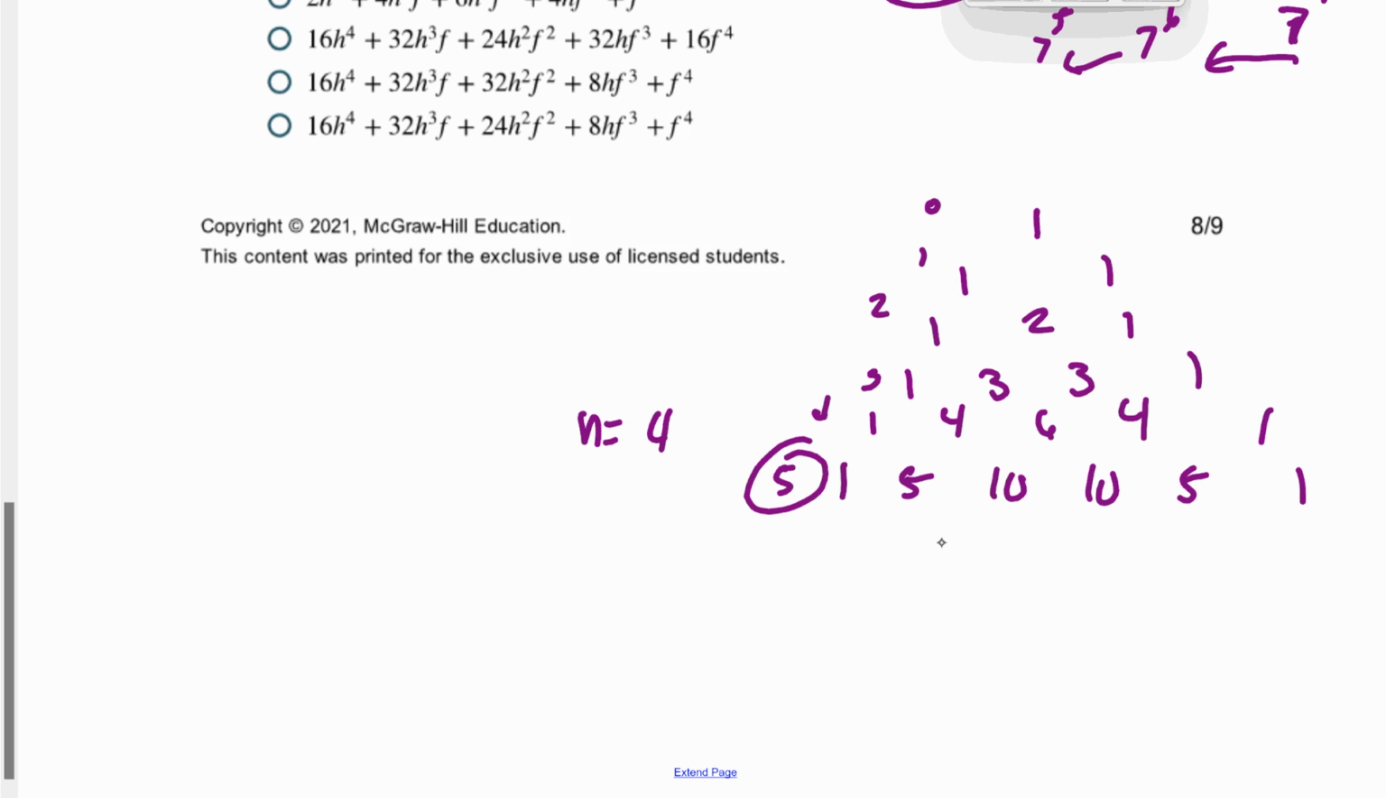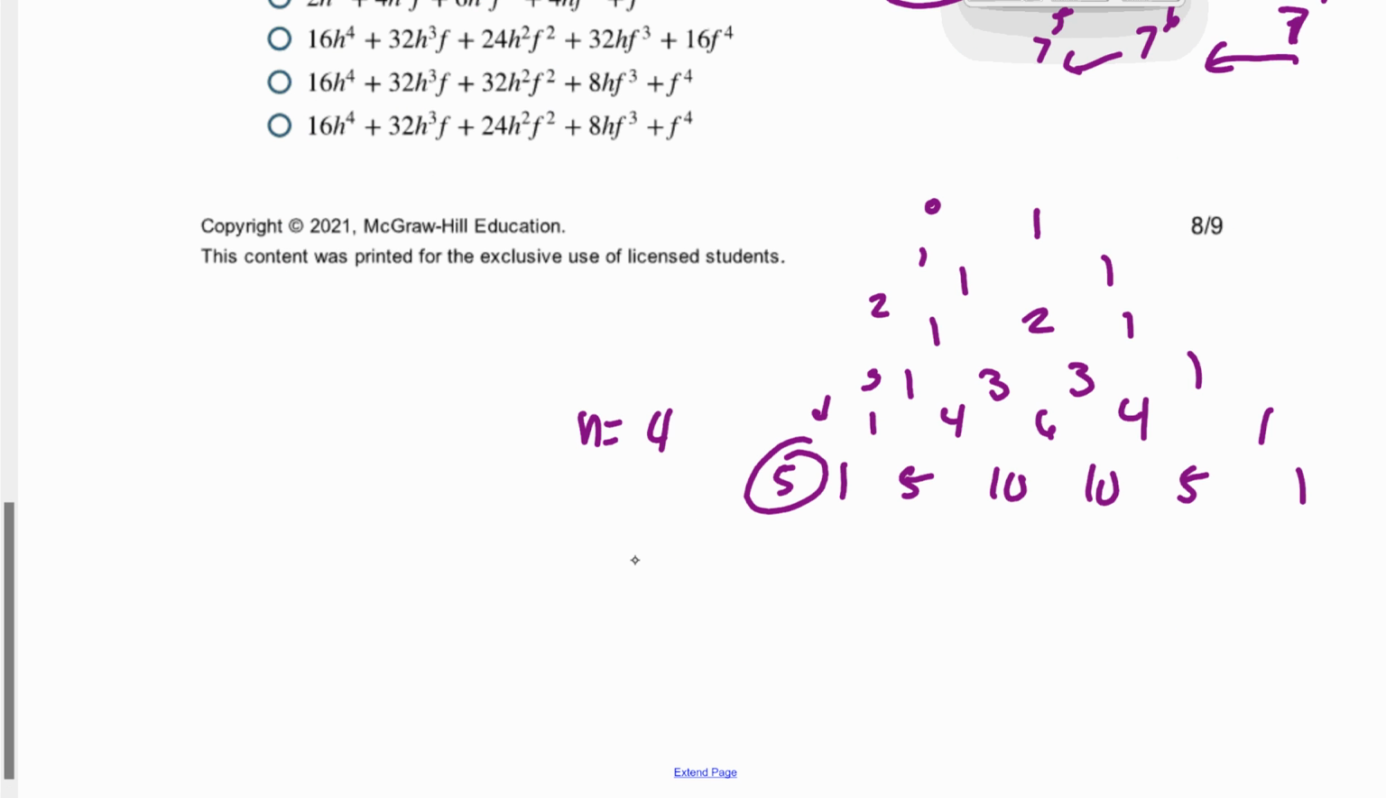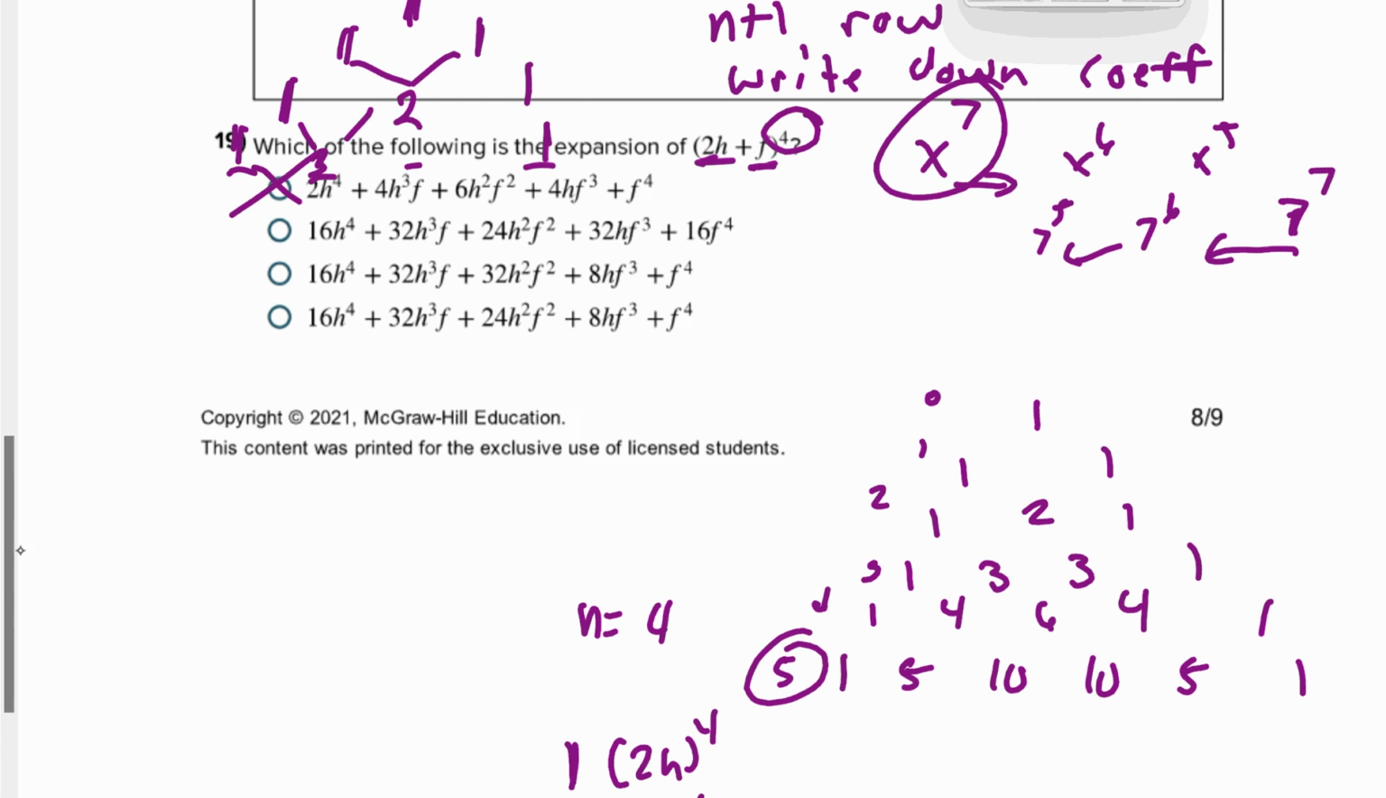So these would be the coefficients, and then we would start with our first term, which is 2h, so 2h to the fourth, right, times 1. So that'd be 2 to the fourth, which is 16h to the fourth, times 1, which is just 16, right? And we can see all those have, except for this one, so we can get rid of that one.